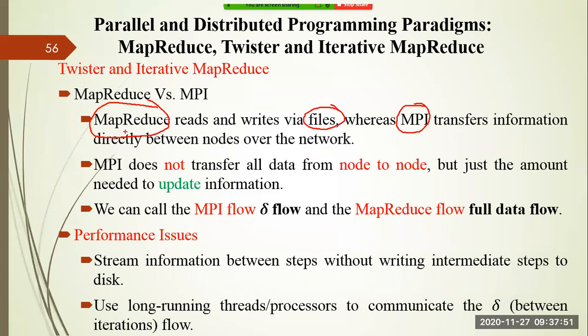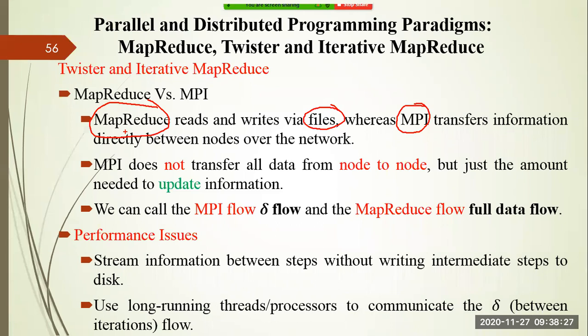Various nodes are there. So these nodes will get some information from the one centralized unit, right? So MPI transfers such information to the nodes, but in MapReduce, we are writing and reading the things in the files. That's why, if you see here, MPI does not transfer all data from node to node, but just the amount needed to update information. All the data it is not transferring. The data which is required to update some information, that only transfers.